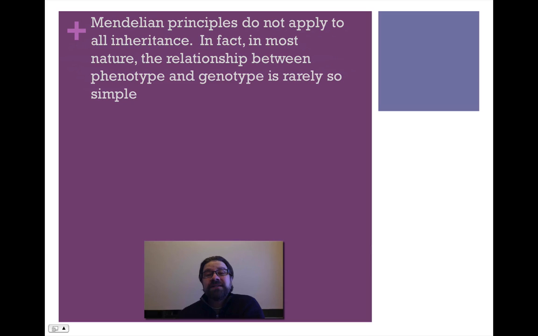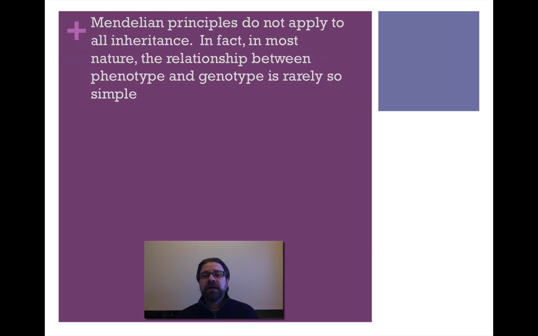Everybody. Today we're going to take a look at how Mendelian principles do not apply to all inheritance. It'd be very simple if we could say that everything in nature follows the rules of having dominant alleles and recessive alleles, and the dominant is expressed and the recessive isn't. But unfortunately, nature is a lot more complex than that.